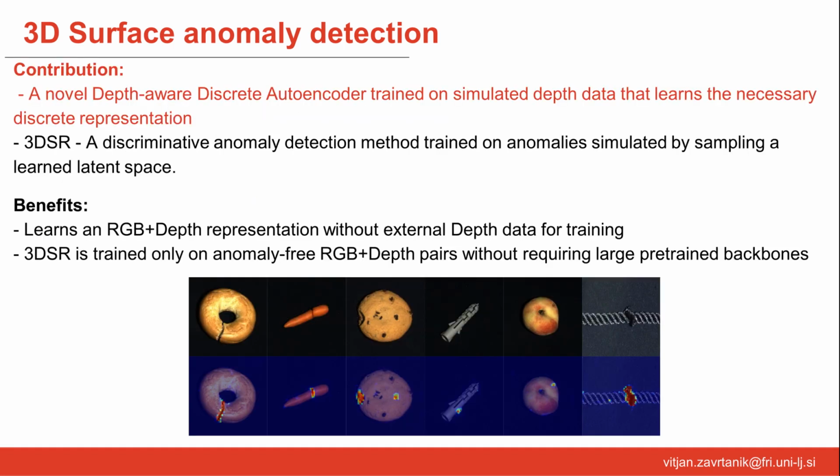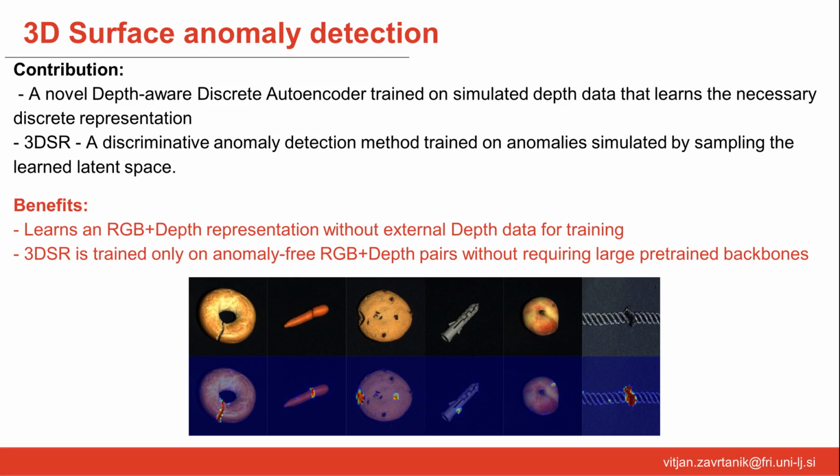Our contributions are therefore as follows. A novel depth-aware discrete autoencoder model is proposed, which is trained on simulated depth data and learns the representation necessary for anomaly detection. Additionally, 3DSR, a discriminative anomaly detection method, is proposed that is trained using simulated anomalies sampled from the discrete representation learned from simulated depth data, leading to an accurate 3D anomaly detection model. The proposed approach requires no large external depth dataset.